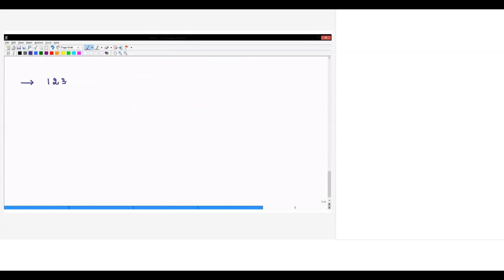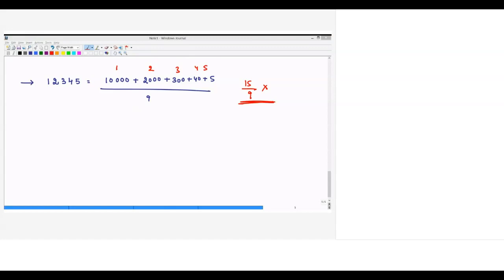1, 2, 3, 4, 5, 12,345, is it divisible by 9 or not? We check like 10,000, 200, 2,300, 40 and 5. When you divide it by 9, what are the respective remainders? First case 1, second case 2, 3, 4, 5. So 15 is not divisible by 9. Therefore, the entire number is not divisible by 9.